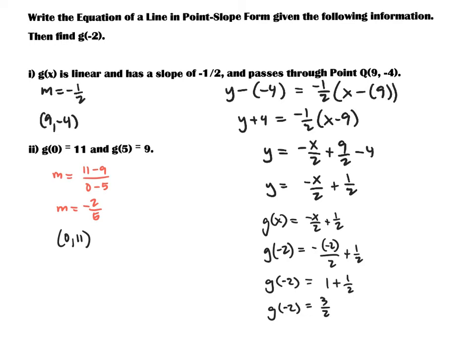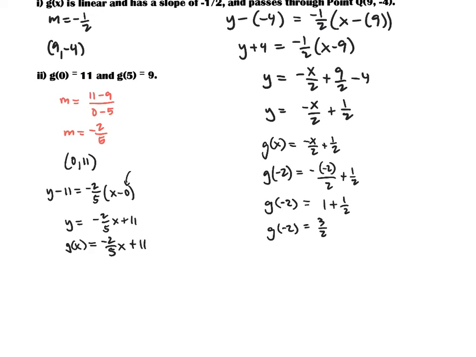And so using point-slope form, what I've got is y minus y1 is equal to the slope times x minus x1. Okay, so y will equal -2/5 x plus 11. Notice that the 0 disappeared. It's not relevant. So g of x is equal to -2/5 x plus 11. Let's find g of -2. g of -2 will then be -2/5 times -2 plus 11.